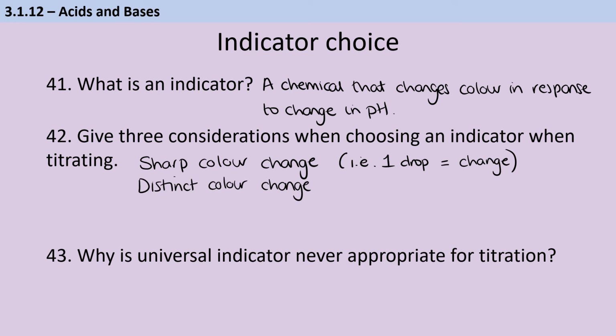The second thing is that you want a really distinct colour change. So phenolphthalein is a great indicator because it goes from being colourless to being hot pink, and there's just no way that you're going to mistake that or be confused about that. Whereas something that goes from yellowy orange to orangey yellow, you might miss that and you might just not be sure what's happening.